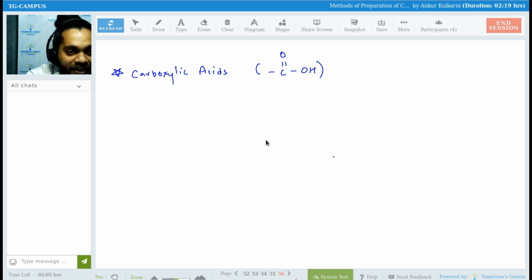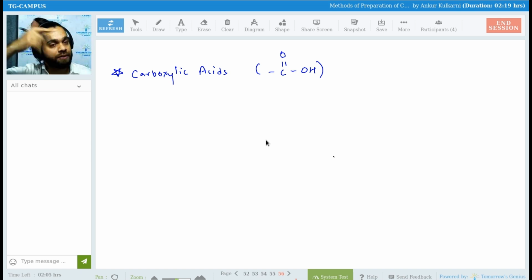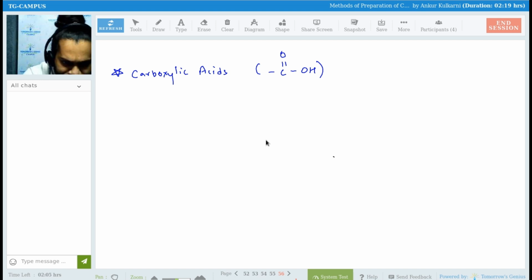Okay, sure. Let us start with carboxylic acid. Now in carboxylic acid, as I told you, in every chapter in organic chemistry there is preparation, properties, reaction. That is the only two things you have, preparations and reactions. So first, we are going to start with the preparation of carboxylic acid.